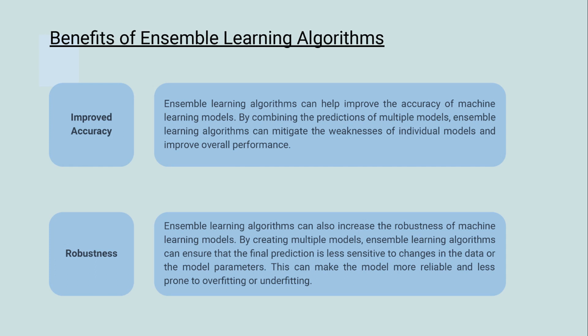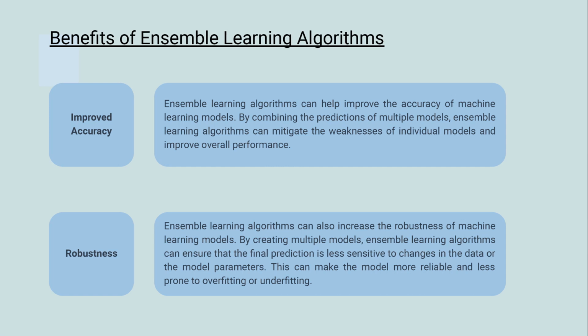Benefits of ensemble learning algorithms: improved accuracy. Ensemble learning algorithms can help improve the accuracy of machine learning models. By combining the predictions of multiple models, ensemble learning algorithms can mitigate the weaknesses of individual models and improve overall performance. Robustness. Ensemble learning algorithms can also increase the robustness of machine learning models.